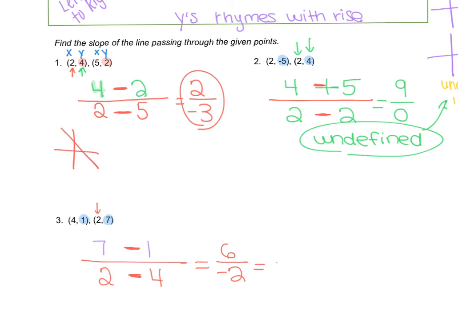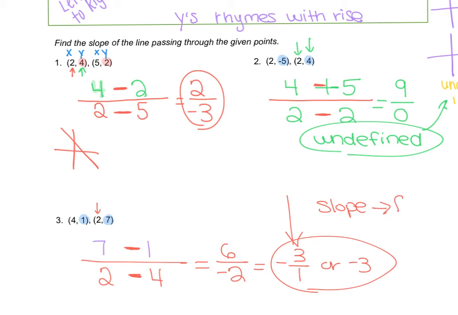And then this simplifies to -3 over 1, or just -3. Either will work, but for slope, we always want a fraction. When we're graphing, it helps us out. So we'll get used to that, and I'll remind you next time. All right, try some out, try some on your own, and we will see you in a bit.